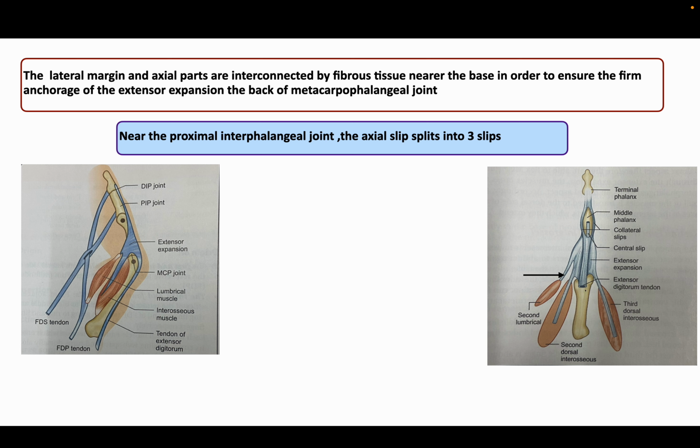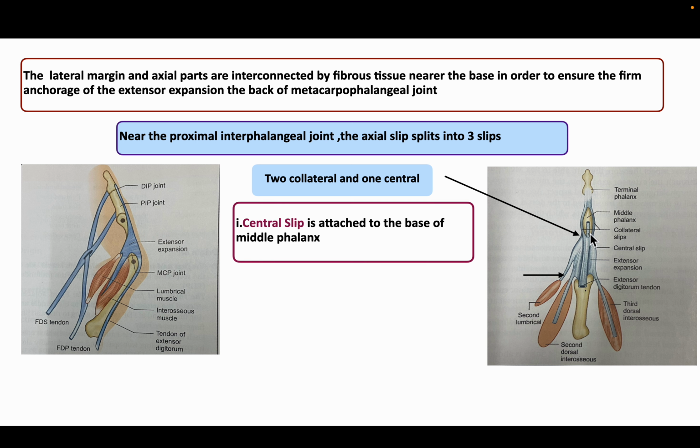Near the proximal interphalangeal joint. Now this is the level of the proximal interphalangeal joint. So the axial slip splits into two slips, that is, you can see the two collateral and one central. So this is the level of the proximal interphalangeal joint. So they are going to split into two portions. So you can see here, now the splitting happens. So these are the collateral slips. This is, you can say, the one central slip.